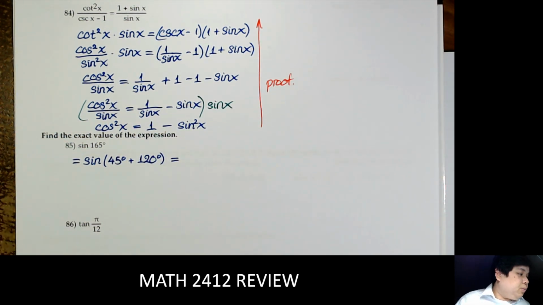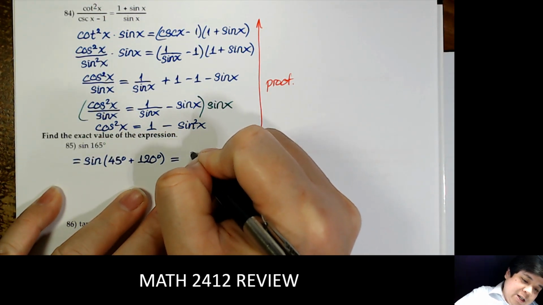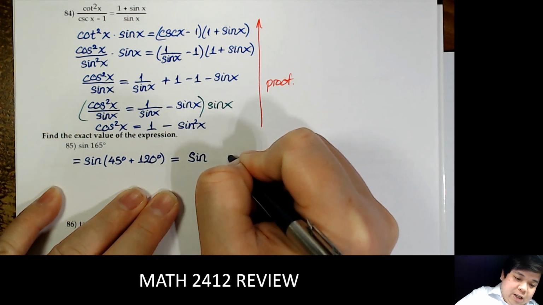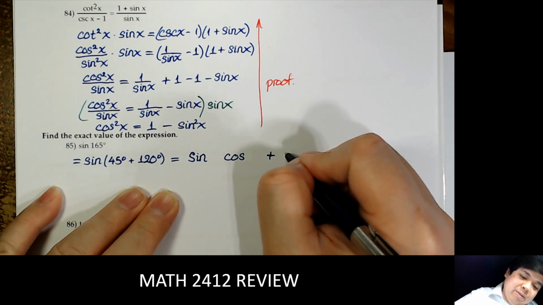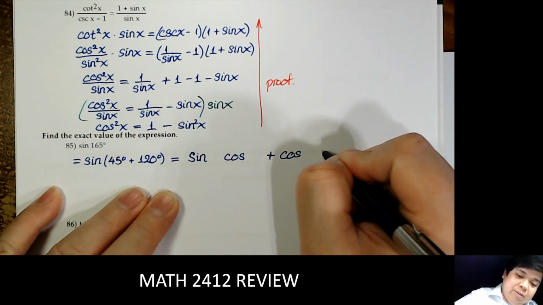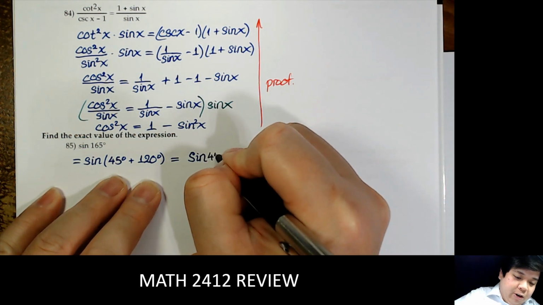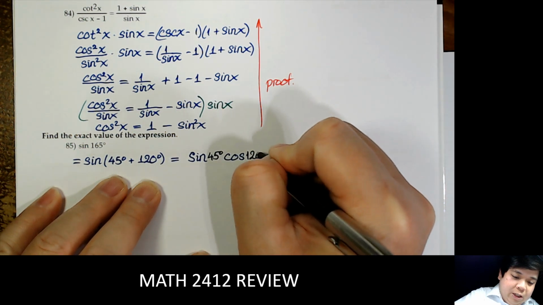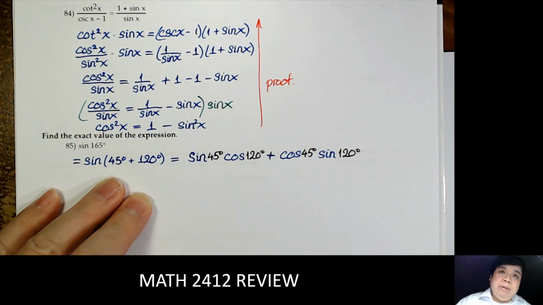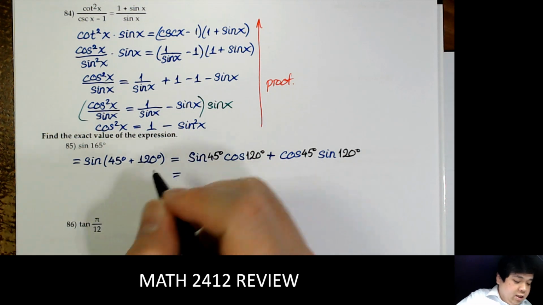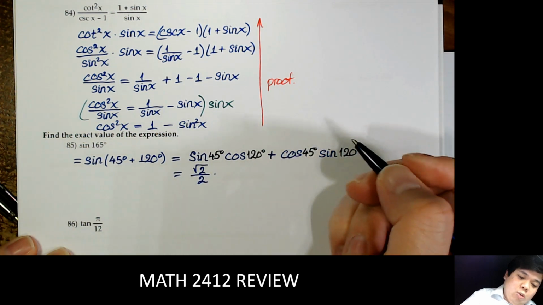Sine of a sum is, the function is going to be different, but the sign in the middle are the same. Right. So we have sine, I'll just put the 45 degrees, 120, 45, 120. Sine of 45 degrees, that's square root of 2 over 2. Cosine of 120.